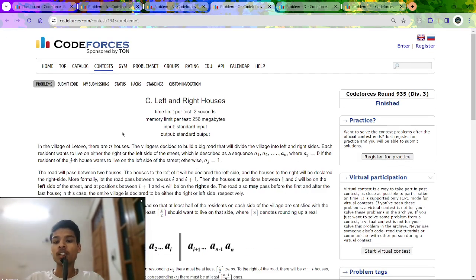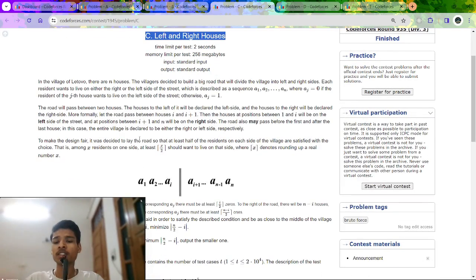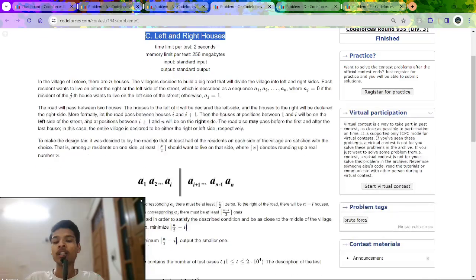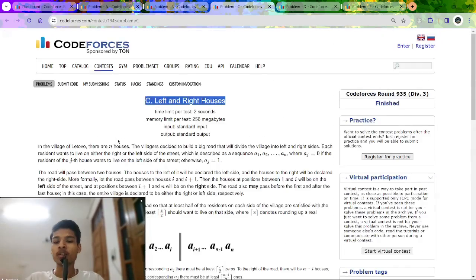So let's now discuss problem C. It is Left and Right House. It is a pretty interesting brute force problem. If you are able to understand the problem statement itself, then it's only a matter of 3 minutes, or 2 minutes, to implement the final solution. So let's now discuss the problem solution.